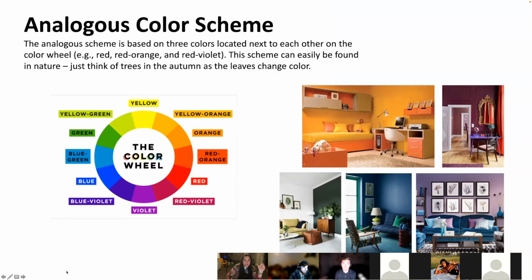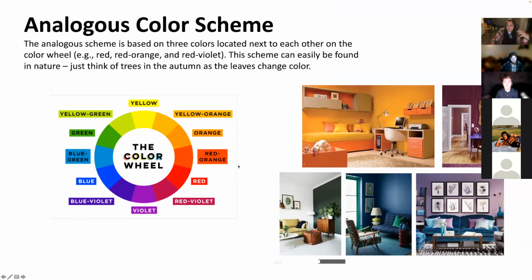Analogous color scheme. The analogous color scheme is based on 3 colors located next to each other on the color wheel. This scheme can easily be found in nature. Just think of trees in the autumn as leaves change color. I really like a good color palette like this. It makes everything feel really harmonious, and it's an easy way to know that these things go together. They sit next to each other. They are very similar and they're made to go together.